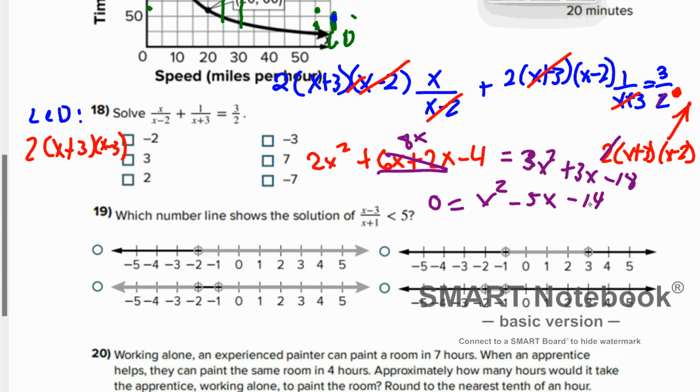So what times what is negative 14 but adds to negative 5? That would be an x minus 7 and an x plus 2. Divide by a, which is 1, so that's not going to change anything. And then set these equal to 0. So we get x equals 7 and x equals negative 2. So 7 and negative 2.